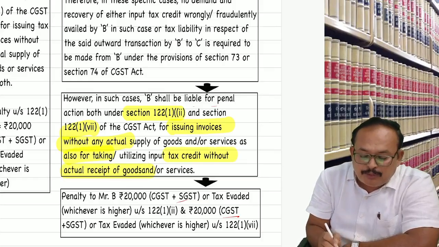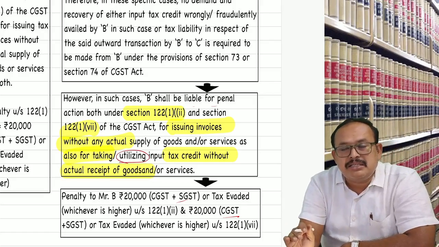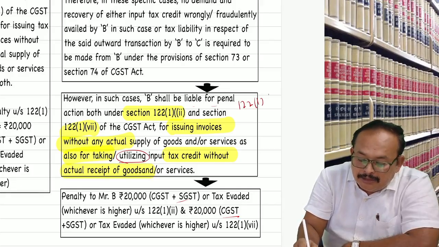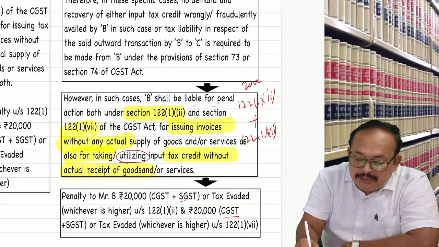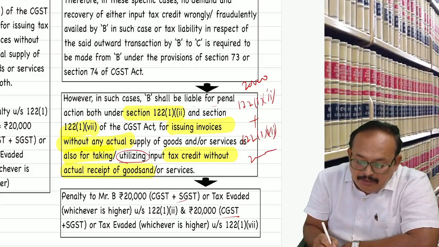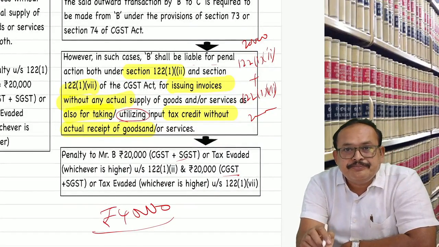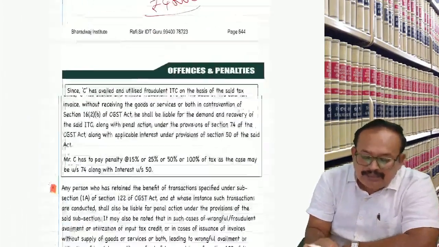Taking credit without actual receipt of goods, not utilizing, because he has not utilized. In that case, two penalties. Penalty 122 1 2 plus 122 1 7. Here how much? 20. Here how much? 20. Totally 40,000 penalty will come into picture on Mr. B if he has not utilized ITC. Get my point?